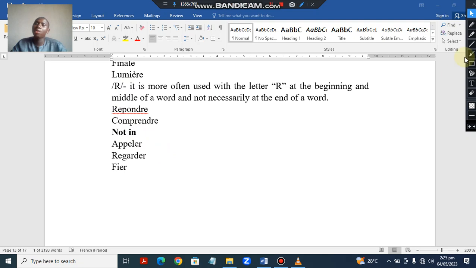Now, this R, this sound R, and take your time. This R. Remember when you ask it with a verb, a first group verb like appeler, the E R there becomes A with the E. Regarder, fier. It doesn't work that way. But if it's a word like reprendre, comprendre, you see this R, yeah, they're good to go. It gives you the sound at that instant. So note those differences as well.